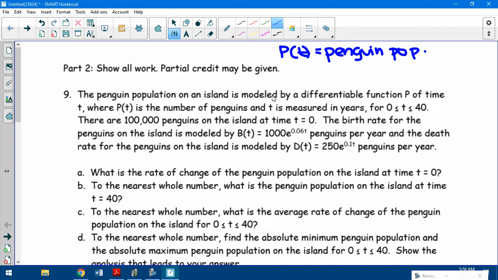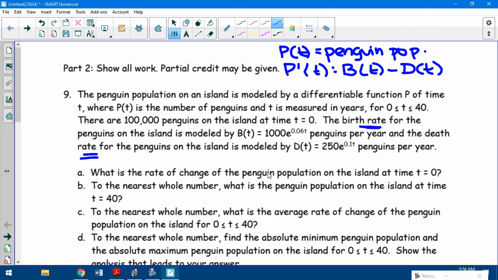So that whole rate in, rate out is the rate of change of the penguin population. So rate of change is derivative, so P prime of t is B of t minus D of t. And I think that's the problem that some of you had. Some of you said this was P of t, and that's not true. That's the rate of change. When you see words like rate, birth rate, death rate, we're talking about the derivative. So the derivative of the population is the rate in minus the rate out.